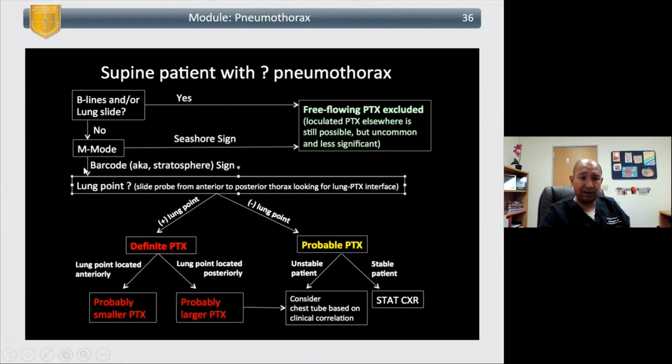And once you've got barcode, stratosphere, and no lung sliding, it's pretty much a pneumothorax for most of us. But what is going to be the most confirmatory finding is lung point. Good luck. Not easy to find. If you got the lung point, you definitely got a pneumothorax. If you can't find it, it's probable. Then it comes down to clinical management. If the patient's stable, of course, get further imaging, get a chest x-ray. If they're unstable and you had a high clinical suspicion, well, of course, you may want to consider plus or minus a chest tube.